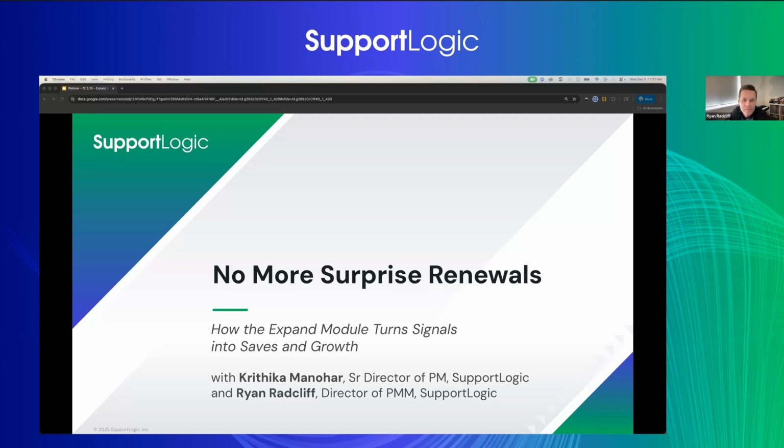So today's session, no more surprise renewals, is what we're really talking about today. And this isn't just eliminating surprise renewals through technology, but really through better observability of your customer interactions. So today's not just about the Expand module. What I really want you to walk away with today is a framework and a checklist that you can implement with your team and really start doing this better. So let's dive in and get started.